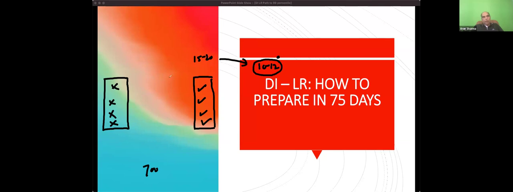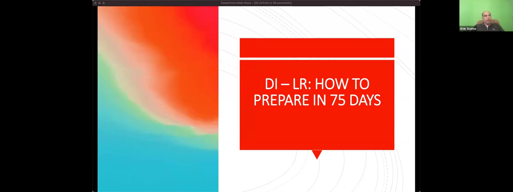So if you are starting from a position where you are already able to do 2 sets and not doing the other two, then maybe this journey might just be 300 more sets, right? And so this is the basic structure, or this is the basic view that you need in your DILR preparation.